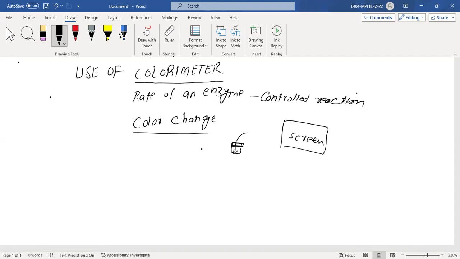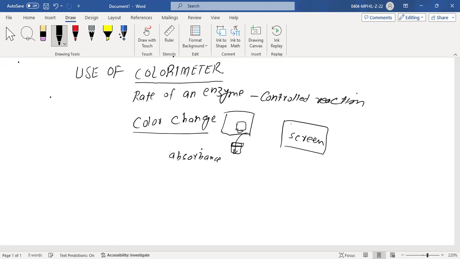But you should keep in mind that I am just trying to elaborate this concept, how the color change in the calorimeter actually helps to understand the rate of reaction. Whatever we are doing here, we are trying to observe the absorbance. How? Here's a screen. There is an instrument, a calorimeter. You have to place this cup in this calorimeter.